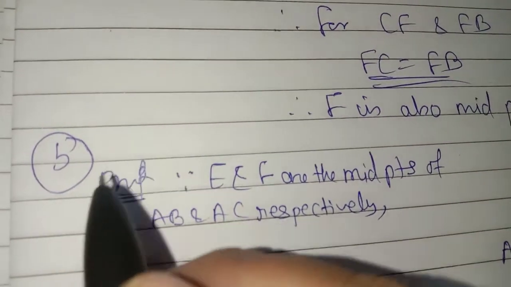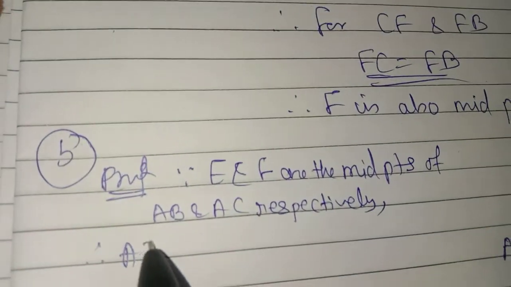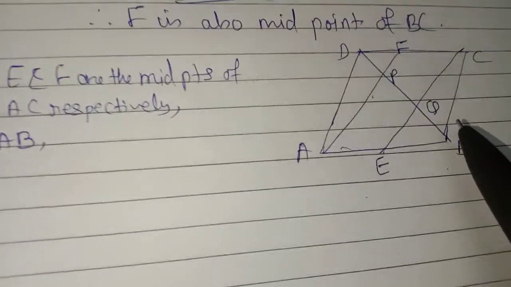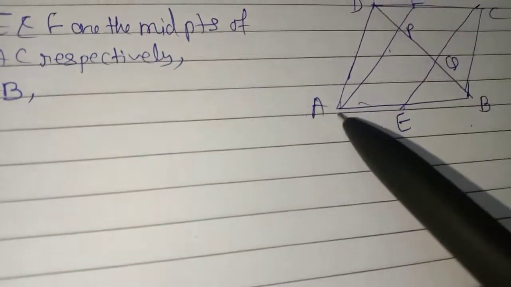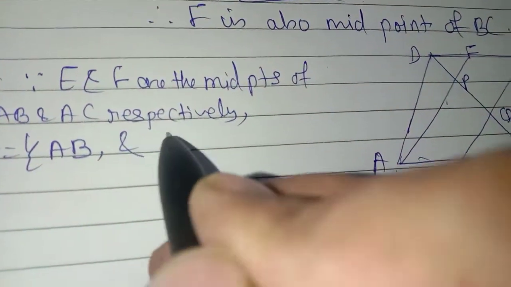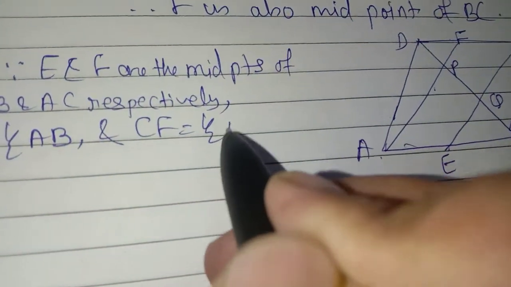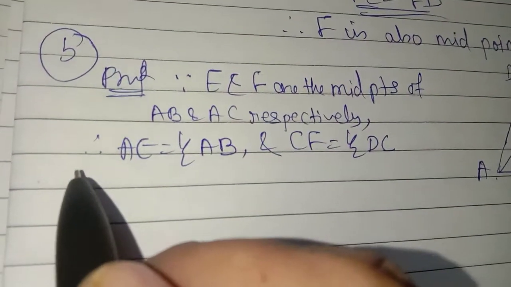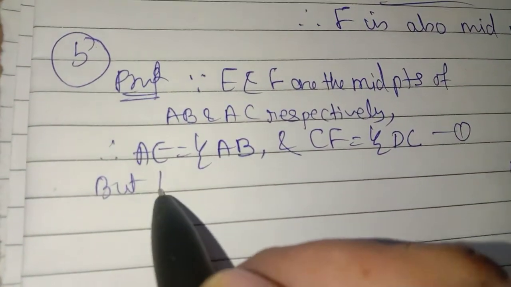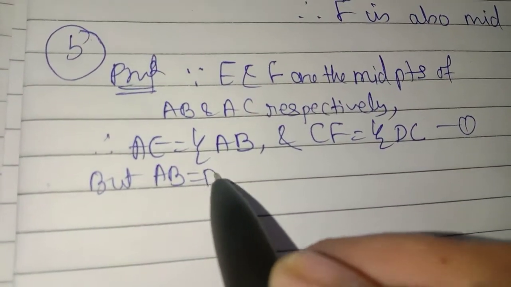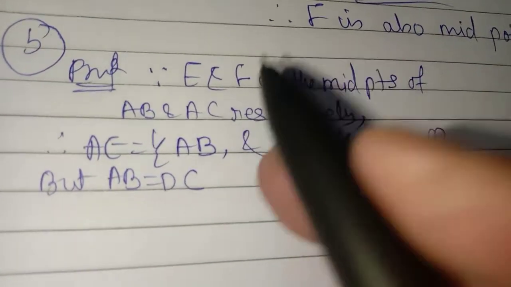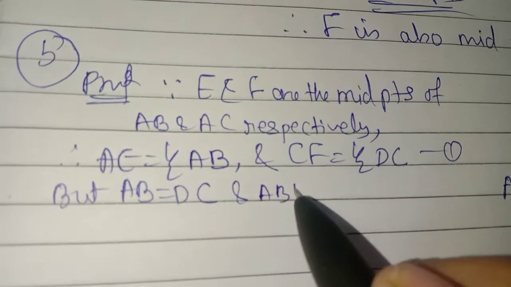So what we can write here, that is AE is half of AB. You just refer to the figure also, because sometimes the mobile cannot stick to the figure. AE is equal to half of AB and CF is half of DC. Give it number 1. But we'll write here, AB is equal to DC, opposite sides of parallelogram, and AB parallel to DC.